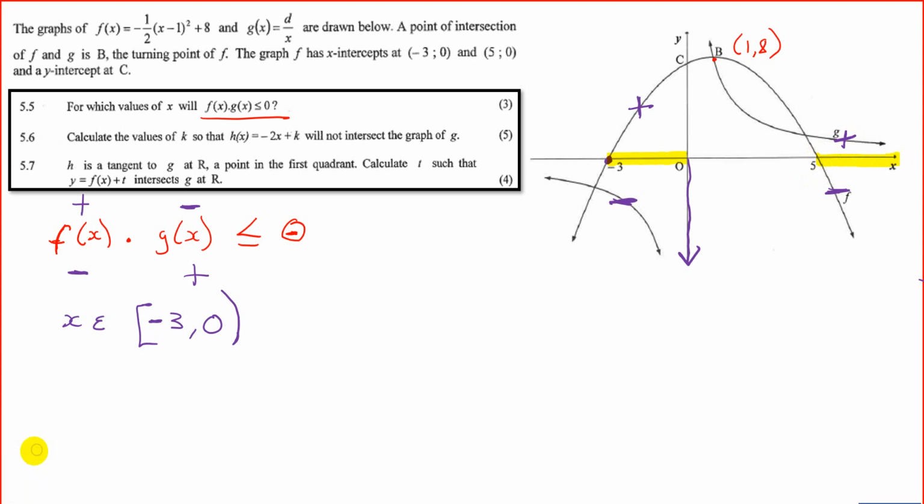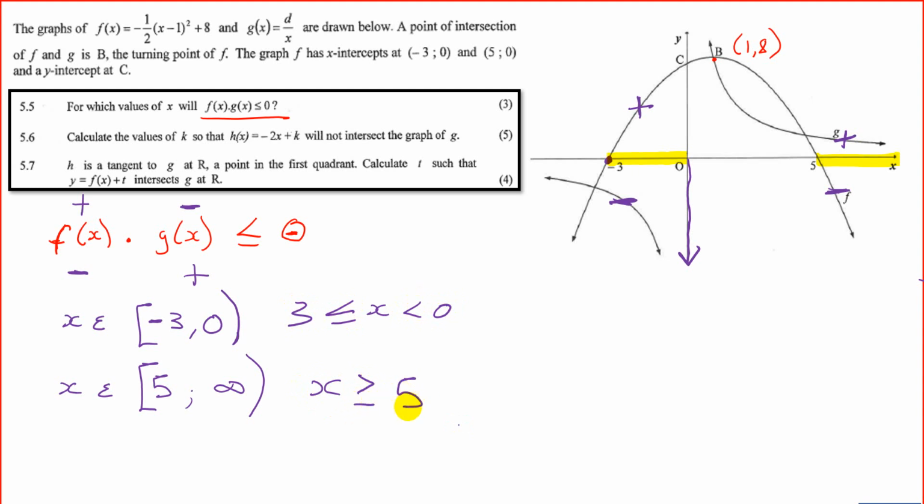And to write that answer down, we could say x is an element starting at 5. We're going to include 5 because at 5 the parabola is 0, and we're going to go on to infinity. And we cannot include infinity because nobody knows where infinity is. Now another way to write the solution in set builder notation would be x less than 0 but greater than or equal to -3, or in this case we could say x greater than or equal to 5. So there are your two solutions for 5.5.